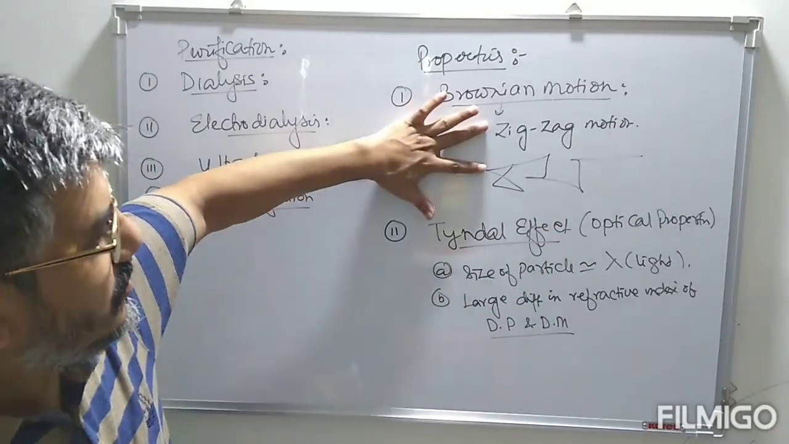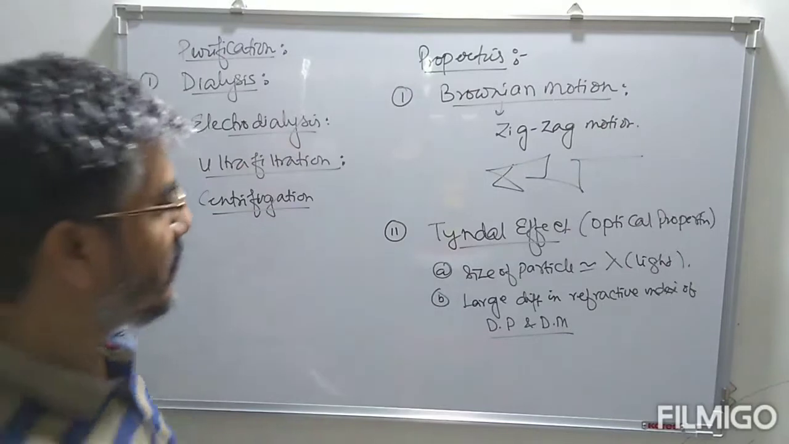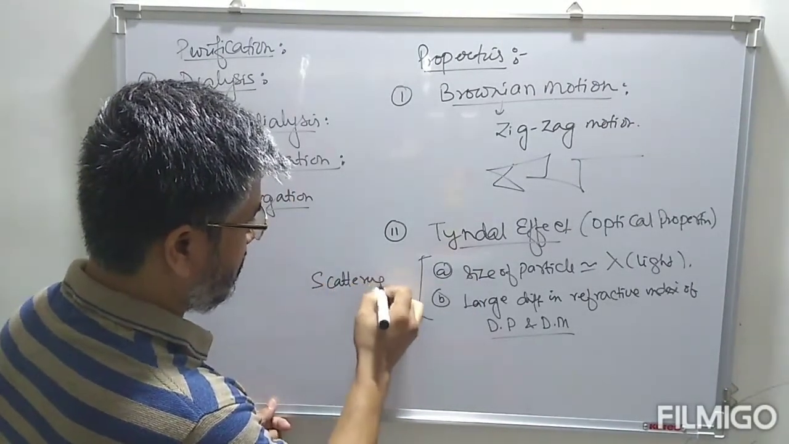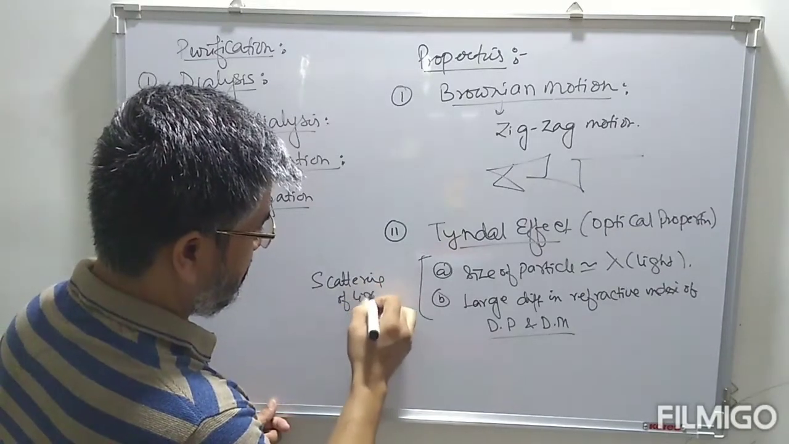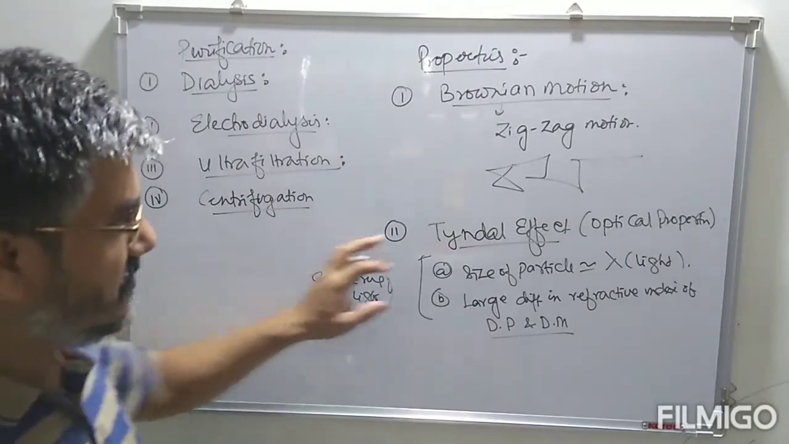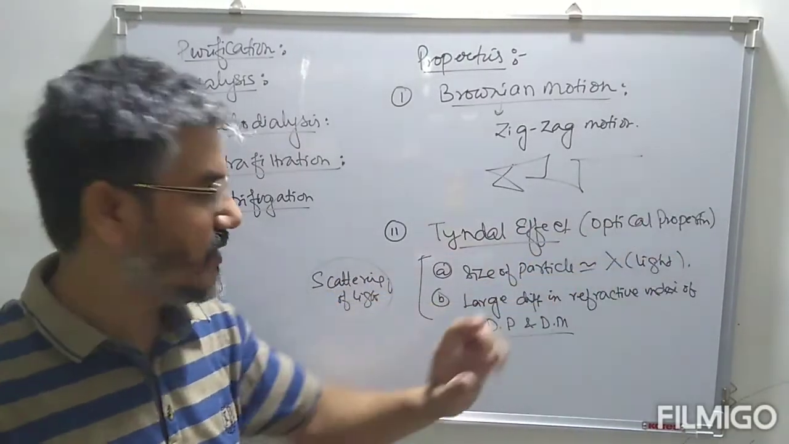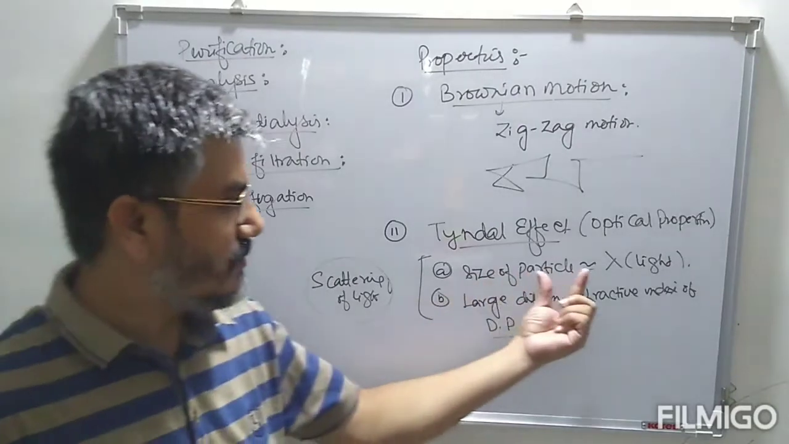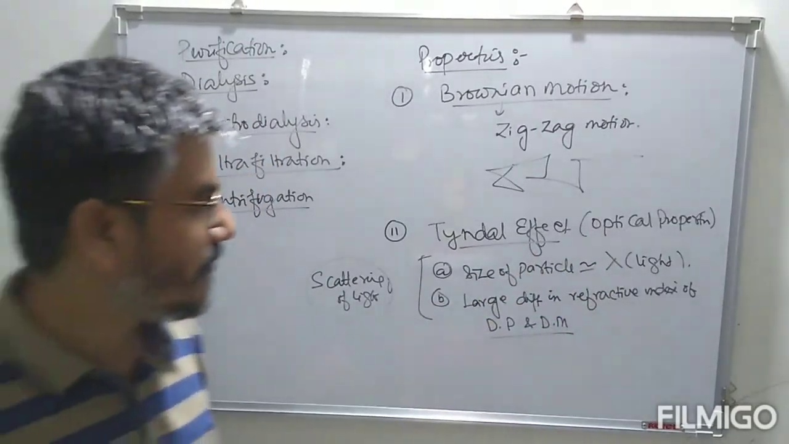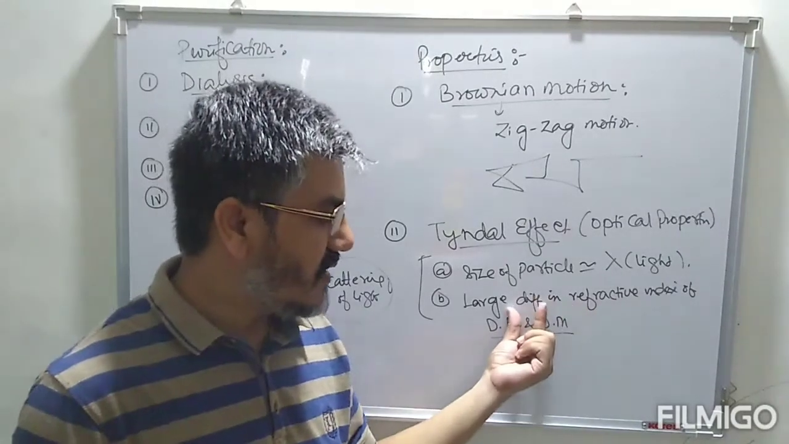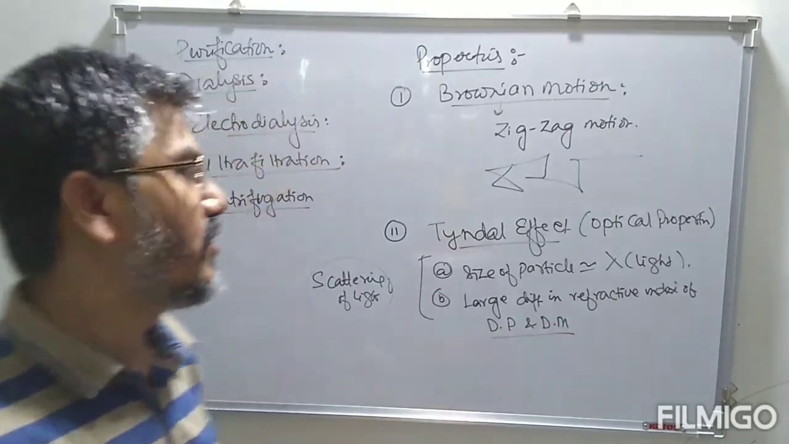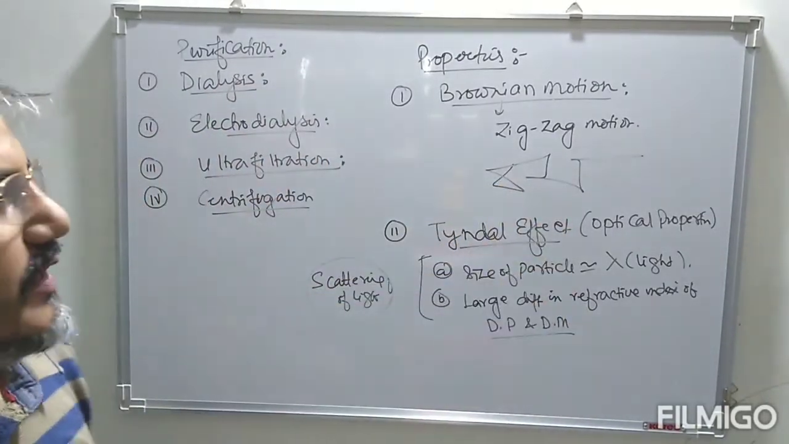Now this is due to scattering of light. Scattering of light is responsible for the Tyndall effect, that is an optical property. So the requirement is that particle size and wavelength should be approximately the same, and there must be a large difference between the refractive index of dispersed phase and dispersion medium. Only then can we clearly observe this Tyndall effect.